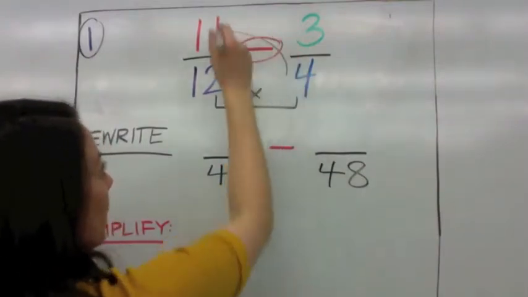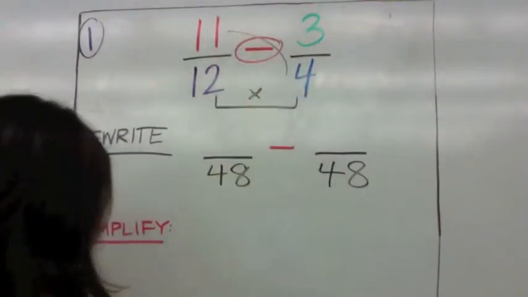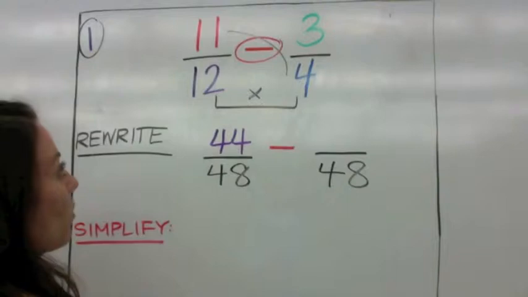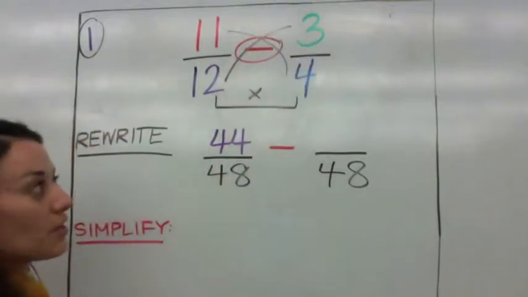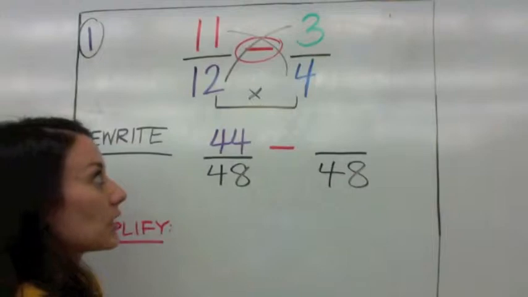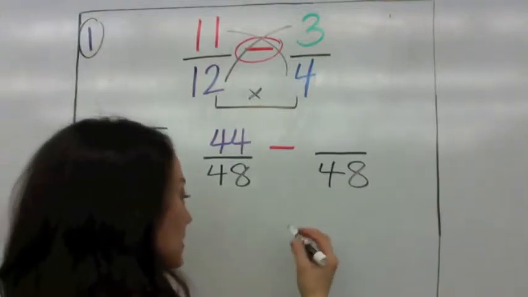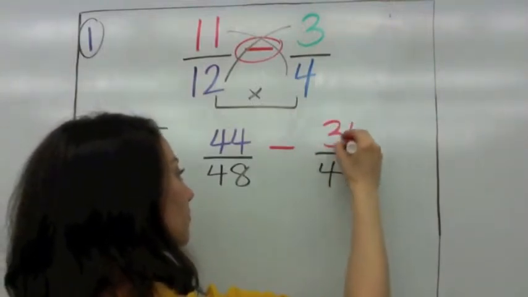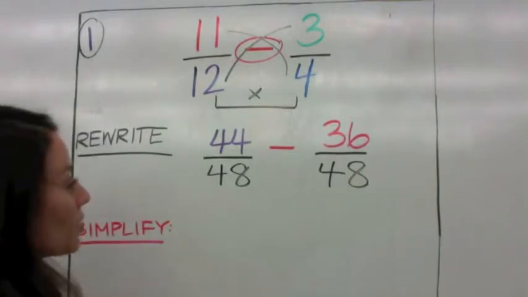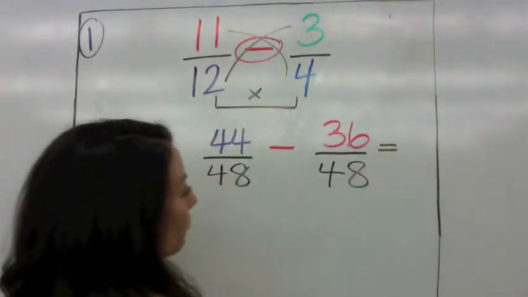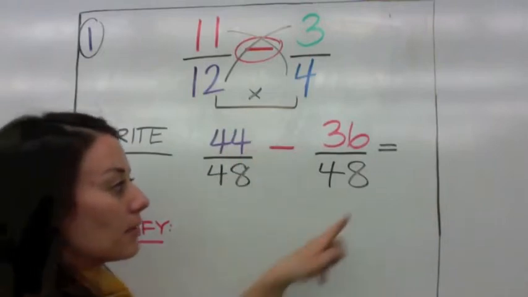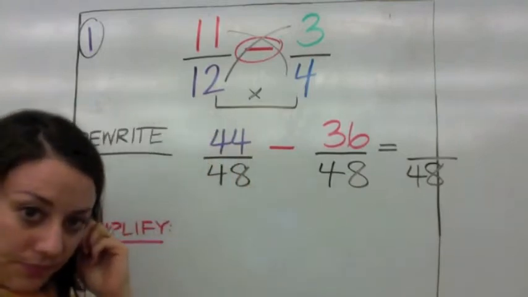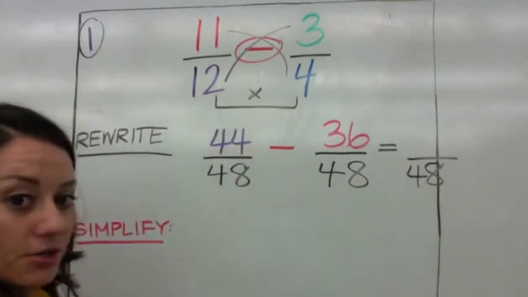Tell me, what is 4 times 11? 4 times 11 is 44. Very good. And what about 12 times 3? 12 times 3, come on people, 12 times 3? 36. Good. So now that the denominators are the same, we can subtract the fractions. Same, same, same. So 48 is going to be the new denominator right here. Okay. Now we have to subtract the numerators.